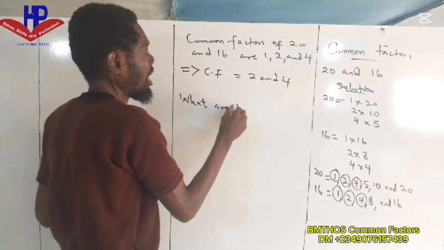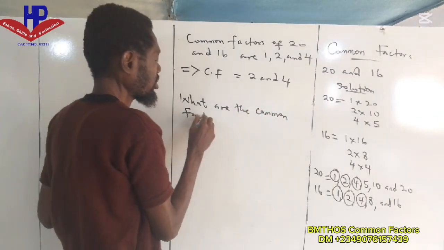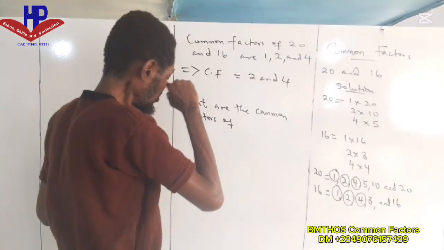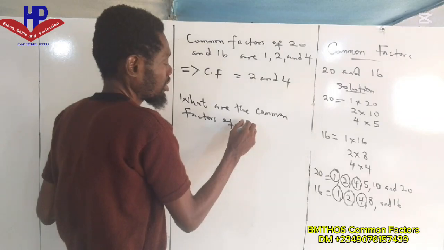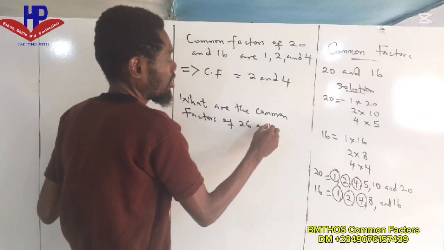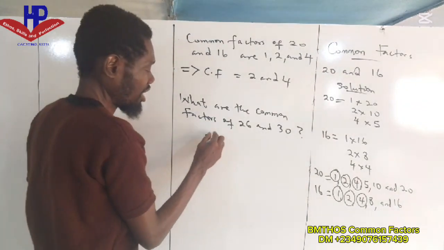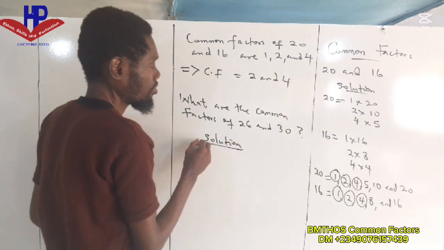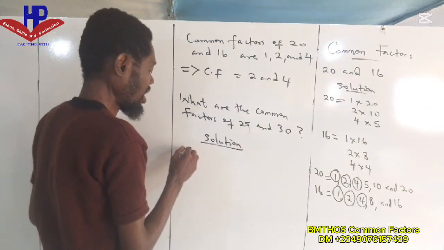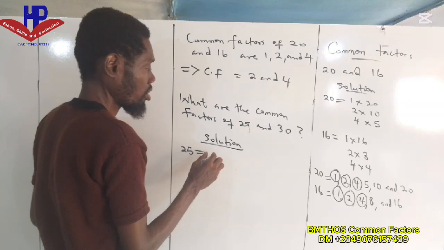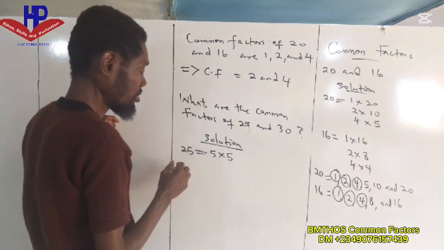What are the common factors of 25 and 30? Let's try 25 and 30. Solution. 25 will be equal to 5 times 5. That'll give us 25 is all.